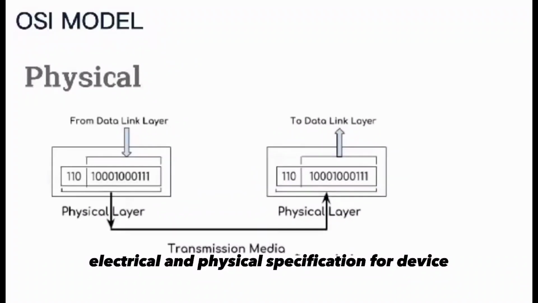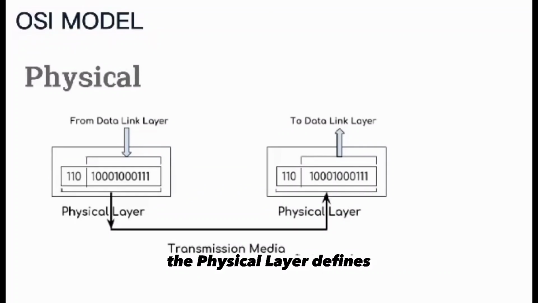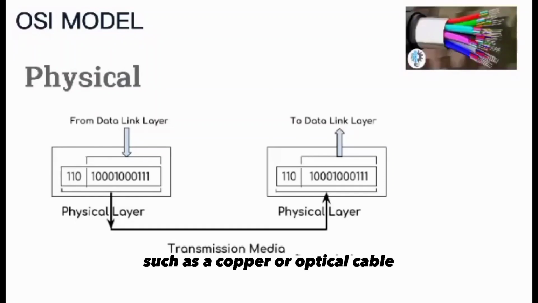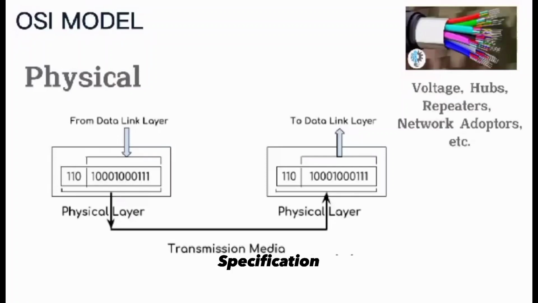The physical layer defines electrical and physical specifications per device. The physical layer defines the relationship between a device and a transmission medium, such as a copper or optical cable. This includes the layout of pins, voltages, cable specifications, hubs, repeaters, network adapters, and host bus adapters, HBA, used in a storage area network, and more.